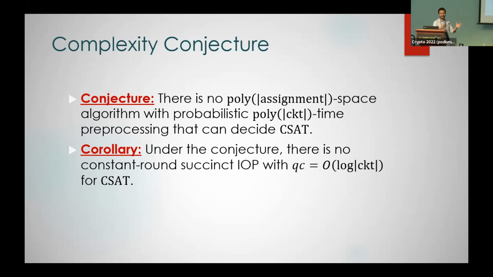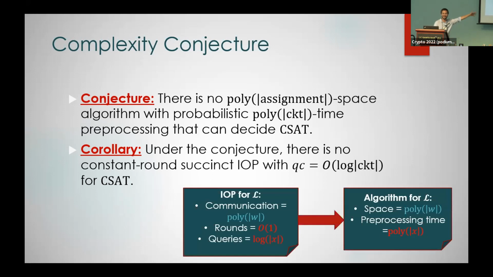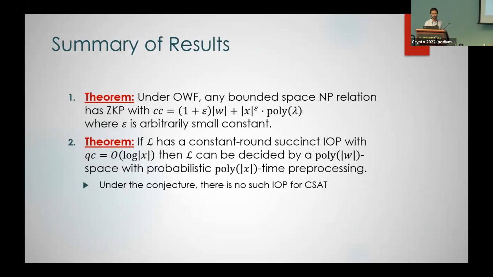And basically the number of rounds is constant. So this is the second result that we have. I have a reminder here of the compiler. So these are our two results. The first one is an application: we get zero knowledge proofs from succinct IOPs. And the second one is a lower bound assuming the new conjecture.